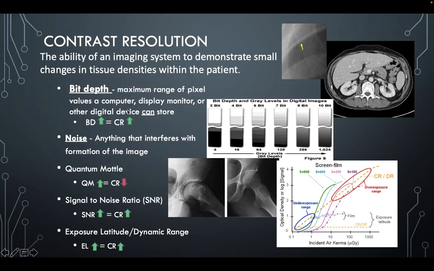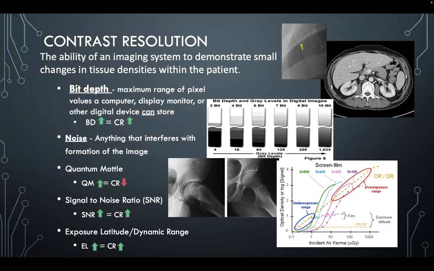And this also relates to how they can store it. Something I want to mention that I haven't really brought up yet is that the more information an X-ray has, so the more bit depth it has, the increased spatial resolution it has, the larger the matrix is, the more information it has, the more space it is going to take up within a system.